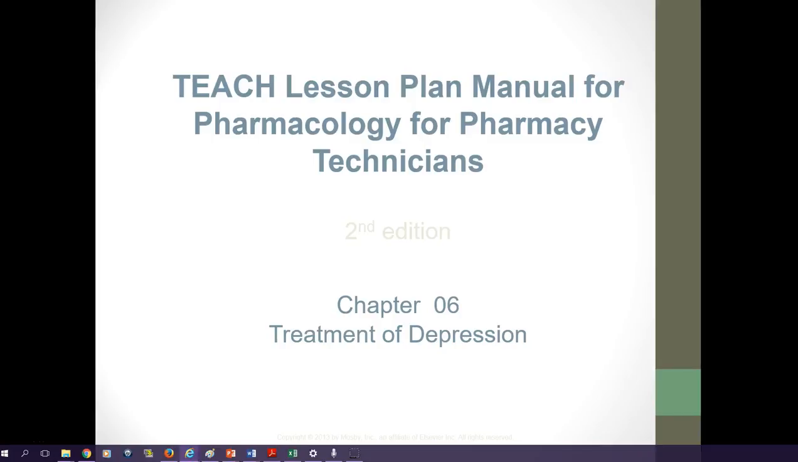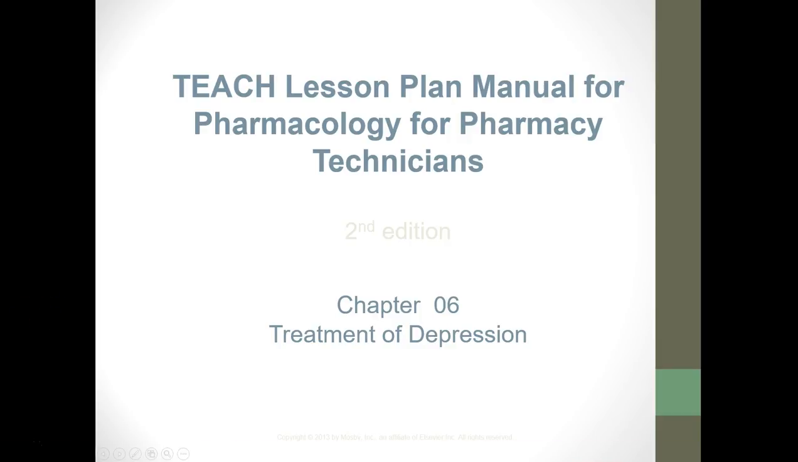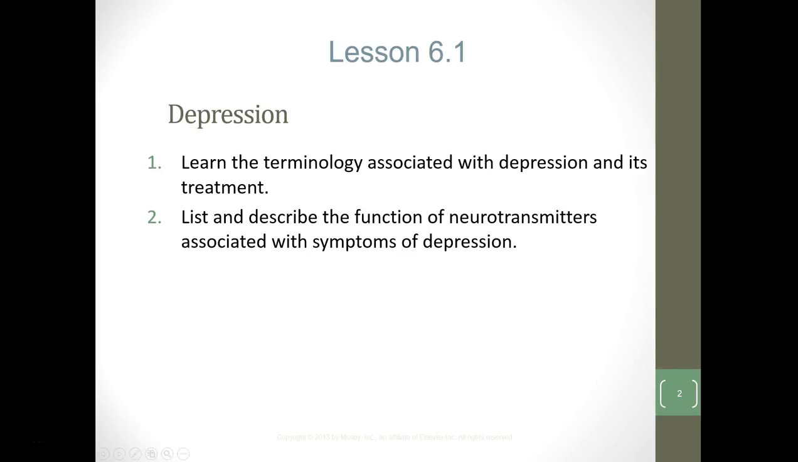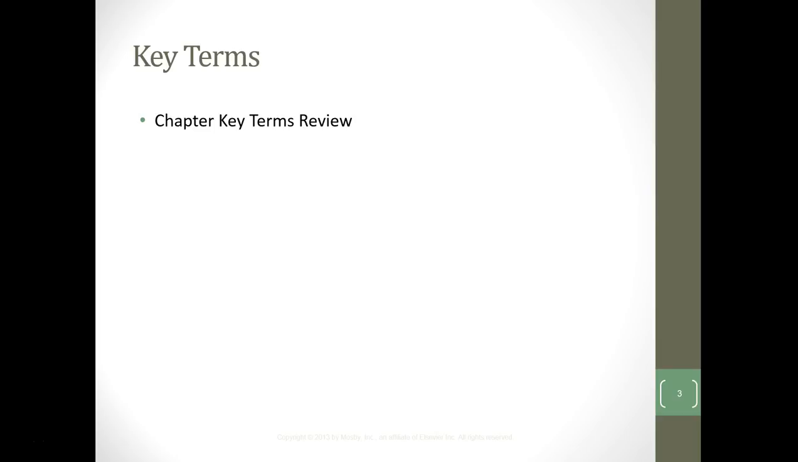Pharmacy 104, Chapter 6, Treatment of Depression. Objectives for Lesson 6.1 for depression. Learn the terminology associated with depression and its treatment. List and describe the functions of neurotransmitters associated with the symptoms of depression. Key terms will be found on Canvas using a Quizlet.